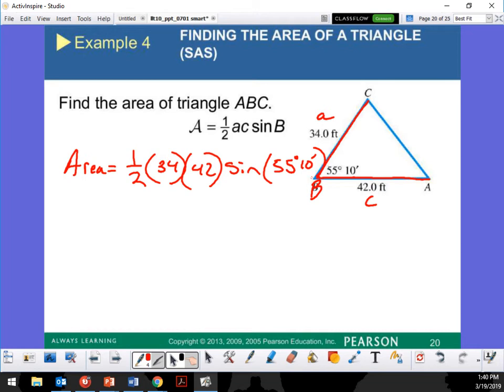Why? Because the other ones have a tenth, right? I'm going to round to a tenth because the other ones have one decimal place.